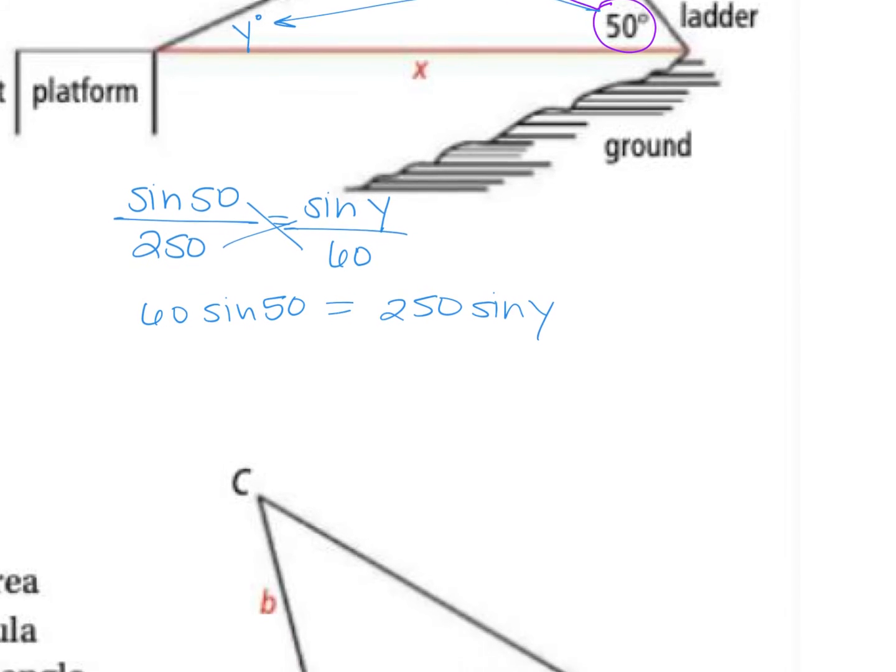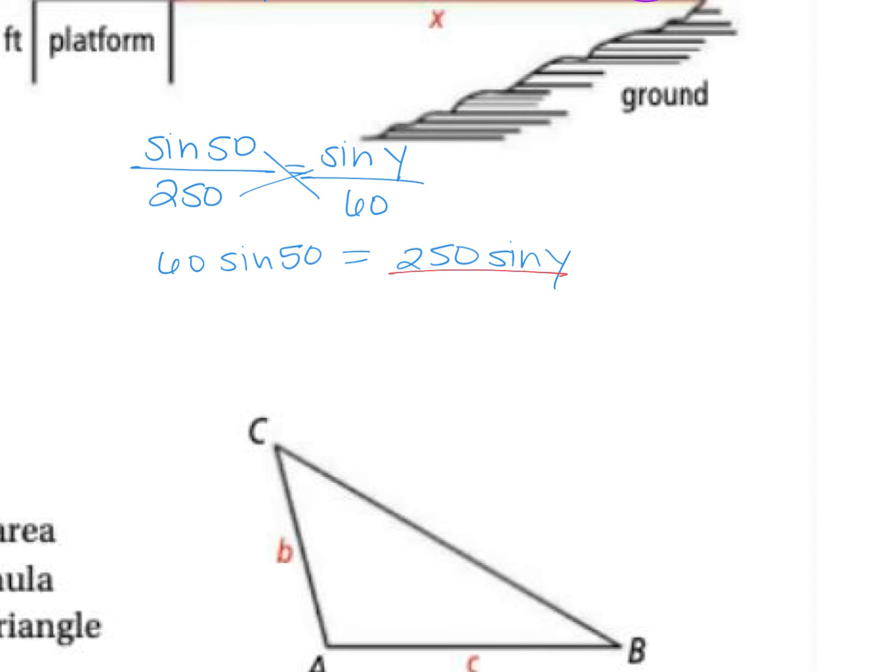Okay, to solve this, you're just going to divide by 250 right now. Don't forget about this parenthesis. So 60 sine 50, parenthesis, divided by 250 is 0.18385, some fancy number. That's equal to the sine of y.